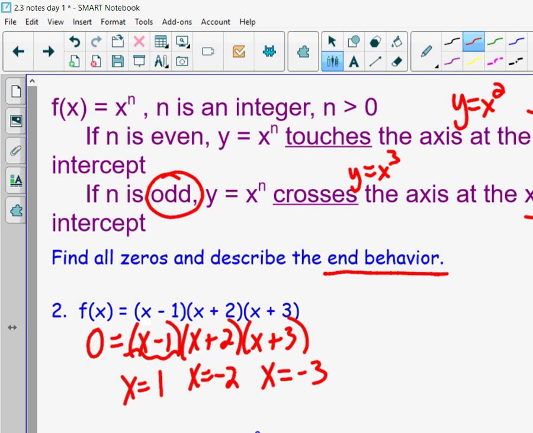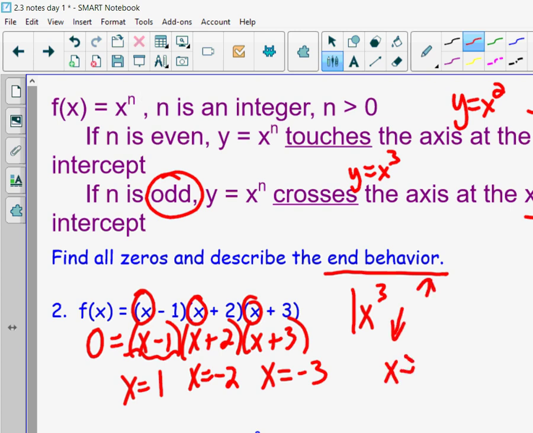What about the end behavior? For the end behavior, I need the degree, so be really careful on this. If I multiply x times x times x, I get x to the third. That's odd, with a positive leading coefficient. So what do I know about the end behavior? I know odd functions go in opposite directions. So the left side goes down, the right side goes up.